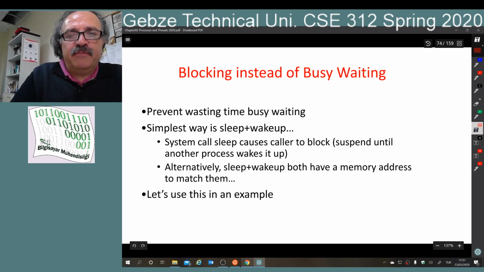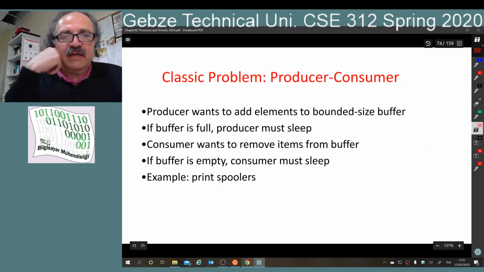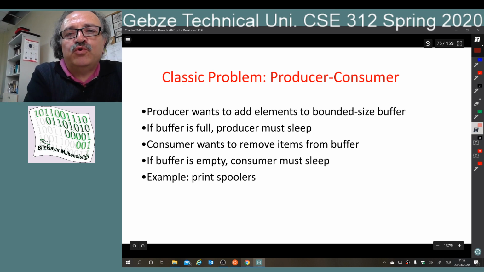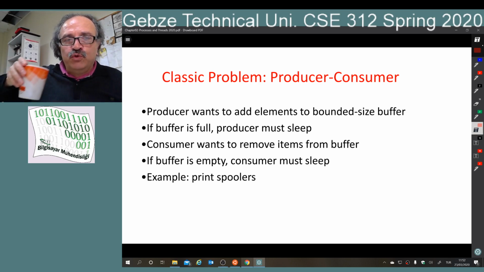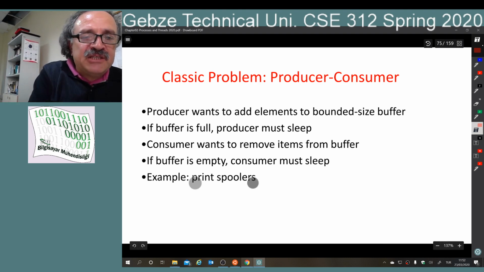The simplest way is sleep and wake up. We need system calls. Instead of going to the top of the loop, you tell the operating system that I will go to sleep until this lock is ready, until I can get the lock. So in an example, I am going to introduce this problem, the producer and consumer problem. It's a very classical operating system interprocess communication problem. A very typical example is the print spooler.